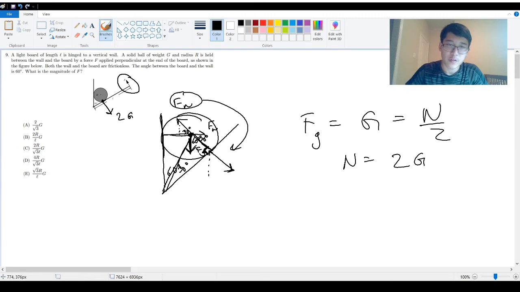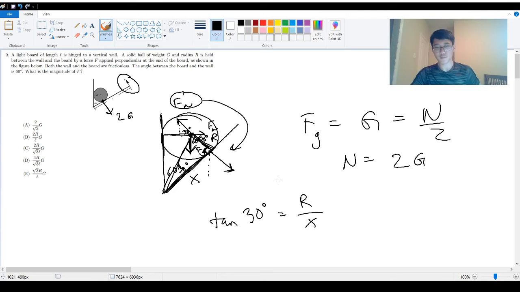So another thing that we can do in this geometric diagram we drew is figure out exactly what this length is compared to the length of the entire board. Okay, and how we figure this out is because we know that this is radius r, because this is just the radius of the circle. So that means that tangent of 30 degrees is equal to radius over this length. I'm gonna call it x, radius over x, okay? And so we can write x is equal to r over tan 30.